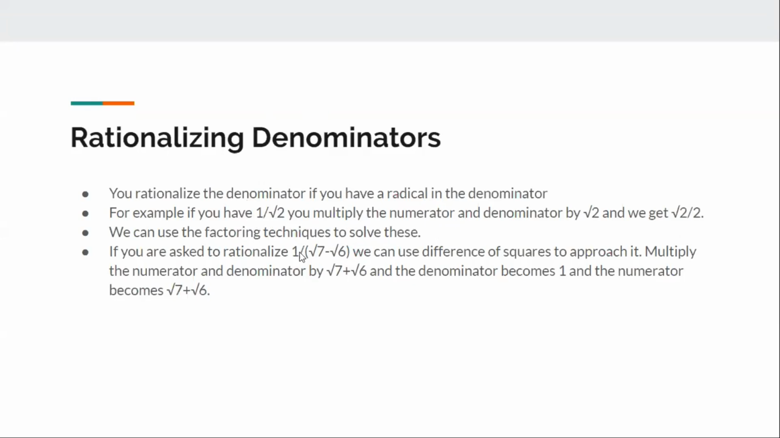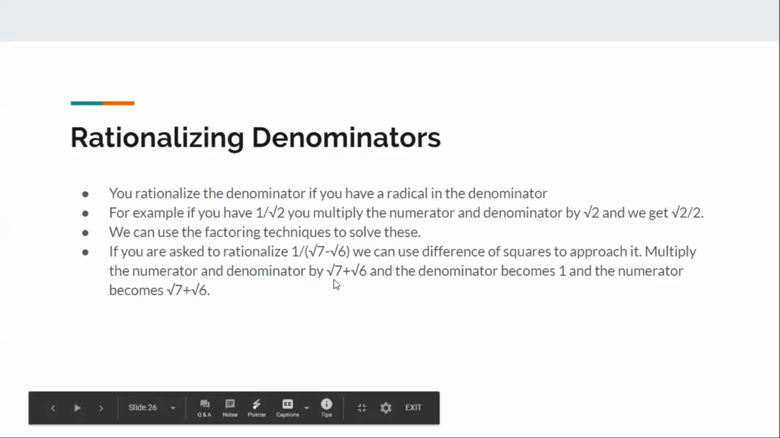If you're asked to rationalize 1 over the square root of 7 minus square root of 6, to rationalize this, remember the difference of squares, which tells you a squared minus b squared is equal to a minus b times a plus b. So let this be a and let this be b. If you multiply a minus b by a plus b, it's going to become a squared minus b squared, which is just 1.